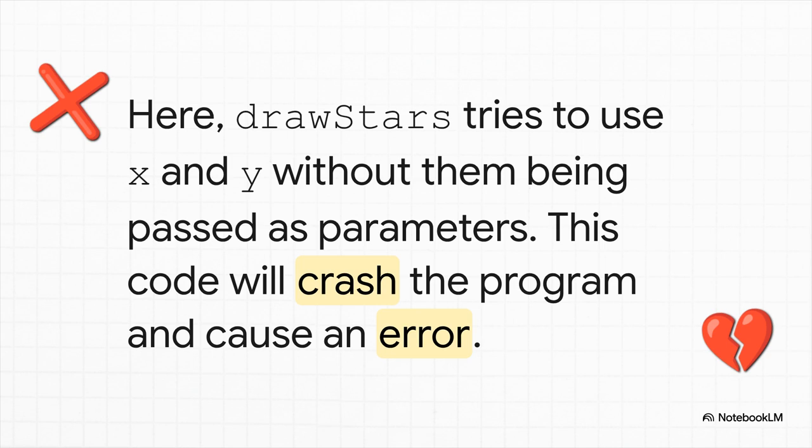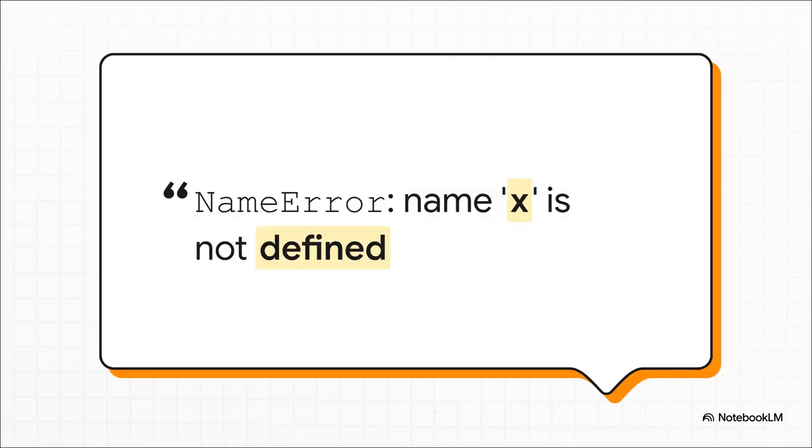Here, we've changed drawStars so it doesn't accept any parameters, but it still tries to use the variables x and y. It really seems like this should work, but if you run this code, your program will crash hard. And this is the error you're going to see, a NameError. Python is basically telling you, hey, I'm inside the drawStars function right now, and I have absolutely no idea what x is. Nobody ever told me.